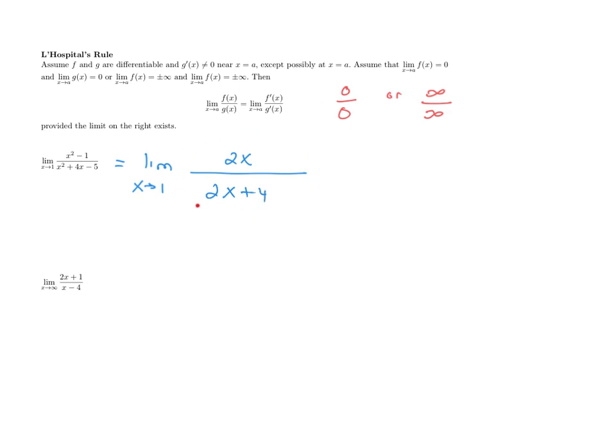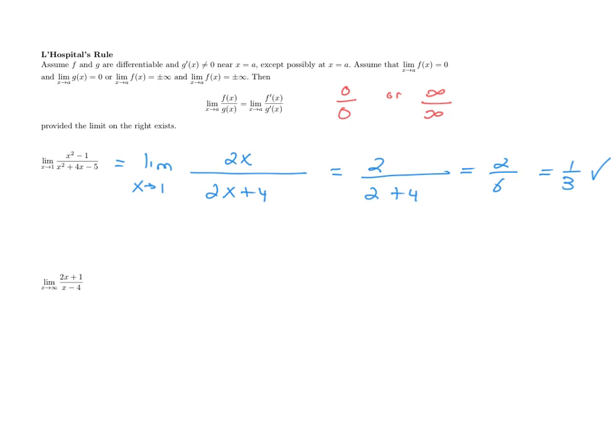If this limit exists, it is equal to this limit. What is this limit? Here, you can actually just put the number 1 into both of the x's to evaluate it. This is 2 times 1 divided by 2 times 1 plus 4, which is 2 over 6, or a third, which is the answer we got on the previous slide.